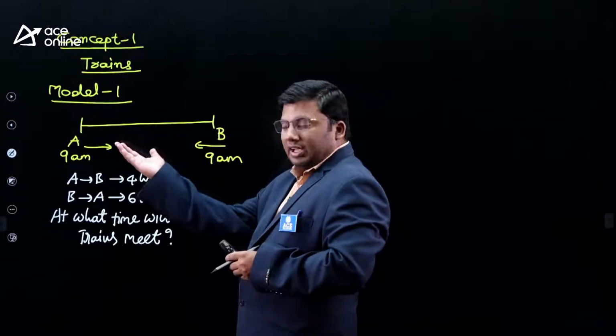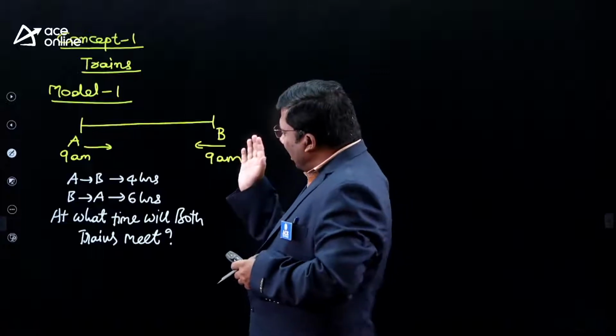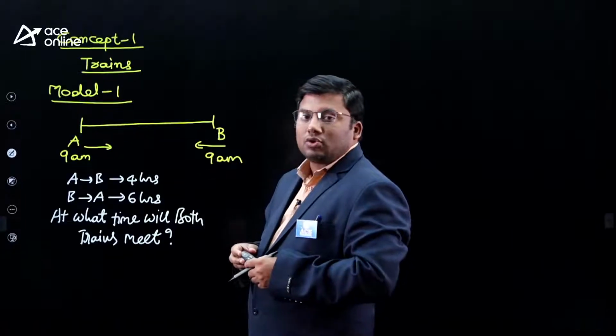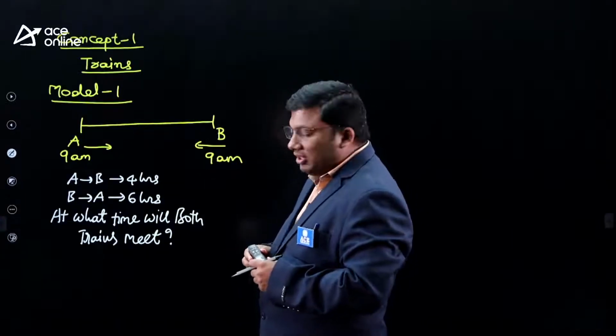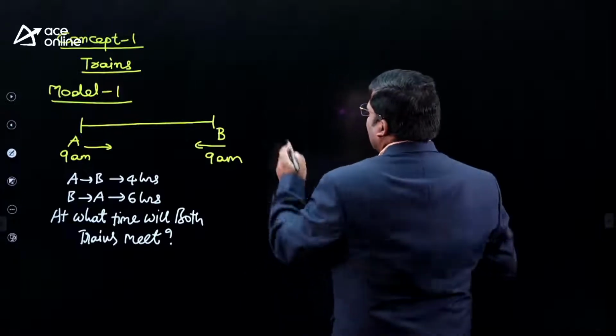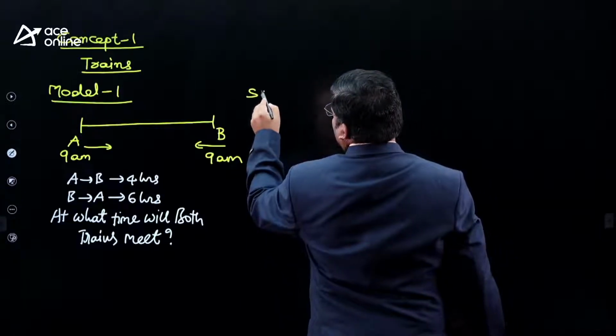First, train A takes 4 hours to go to B. Another train takes 6 hours to go from B to A. At what time will both the trains meet? Now see here. Solution. Listen carefully.